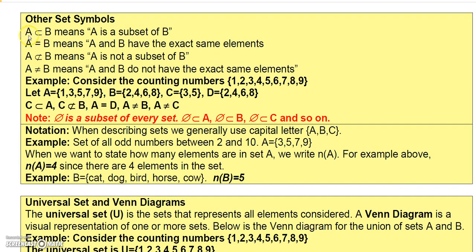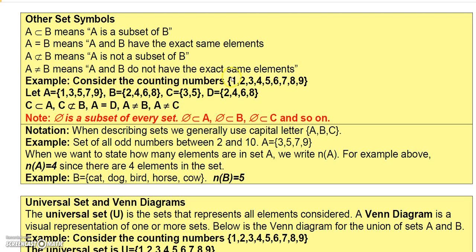Some other symbols: this means that A is a subset of B, and what that means is that everything that's in A is also in B. Now if A equals B, that means that everything in A is also in B, and everything in B is also in A. In other words, they have the same elements. And this means A is not a subset of B, and this means A is not equal to B.